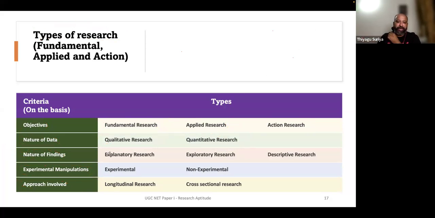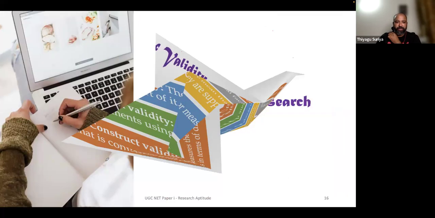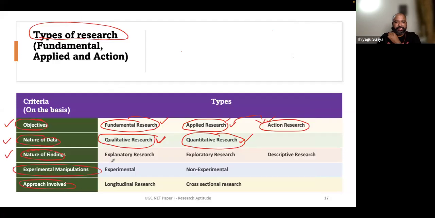Explanatory research explains the things, explains the concepts. Exploratory means you are going to explore. So basically, the explanatory is part of the quantitative research. Listen, the explanatory is part of the quantitative research because it explains the content.